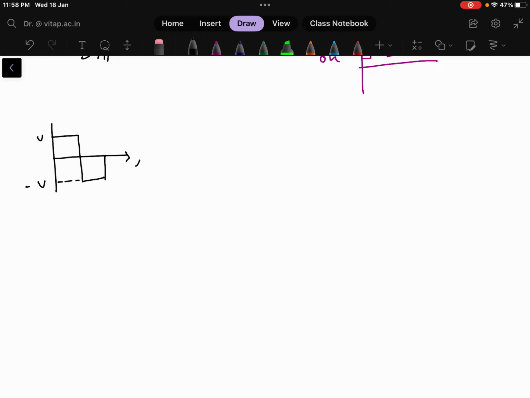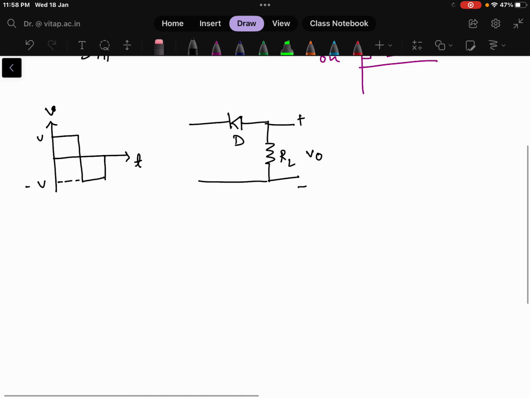So this is my input voltage, this is T, and here I am taking the voltage. We need to pass this signal through a clipper circuit. Now how will the clipper circuit look? We can draw the clipper circuit as just a combination of a diode and a resistor, or we say a load resistor as well, and we are measuring the output here. So this is the V0, this is my diode, and here I am applying the input Vi.